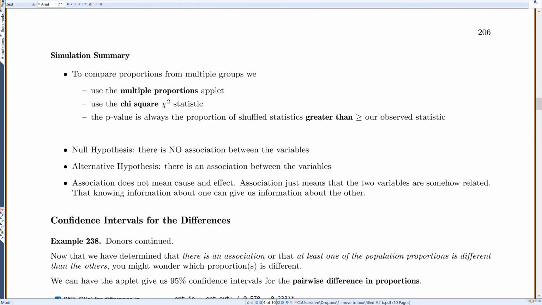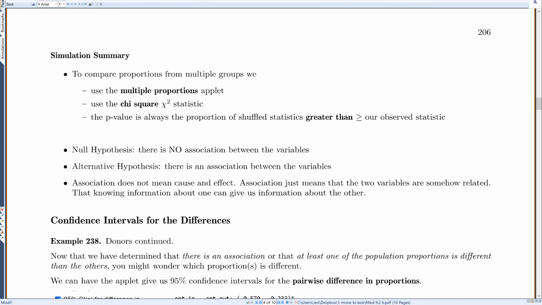So let's summarize our simulation here. To compare proportions from multiple groups, we can use the multiple proportions applet. We use the chi-square statistic, and the p-value is always the proportion of shuffle statistics greater than or equal to our observed statistic. The null is that there's no association between your variables. The alternative is that there is an association.